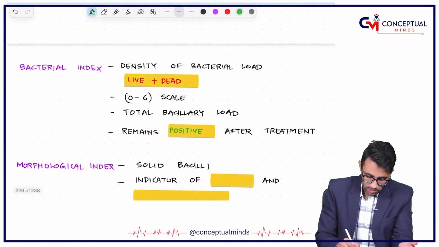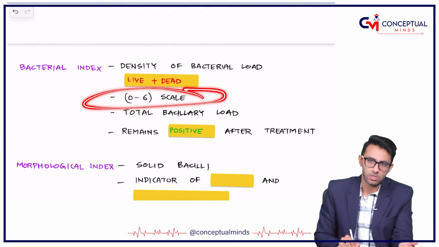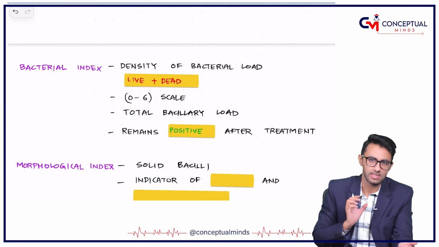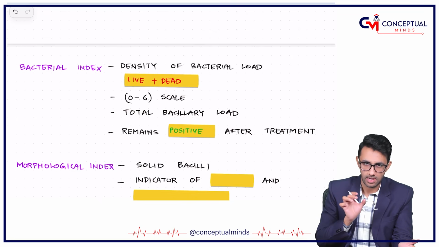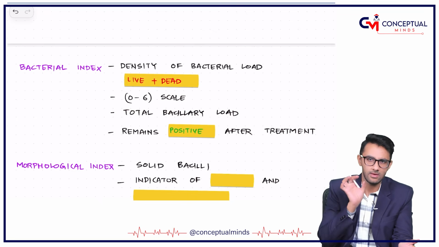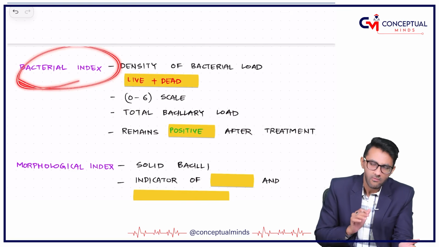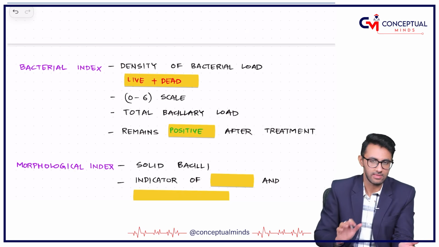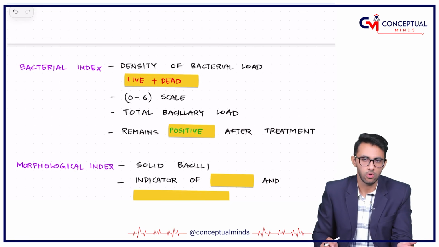That is one thing. And also the scaling is based upon 0 to 6. With the 0 to 6 scaling, each individual grade has a particular set range of bacilli included in it, and with that we'll scale it up. But for now you just remember what the bacterial index actually is. Why do we use it? Is it positive or negative after the treatment, yes or no.